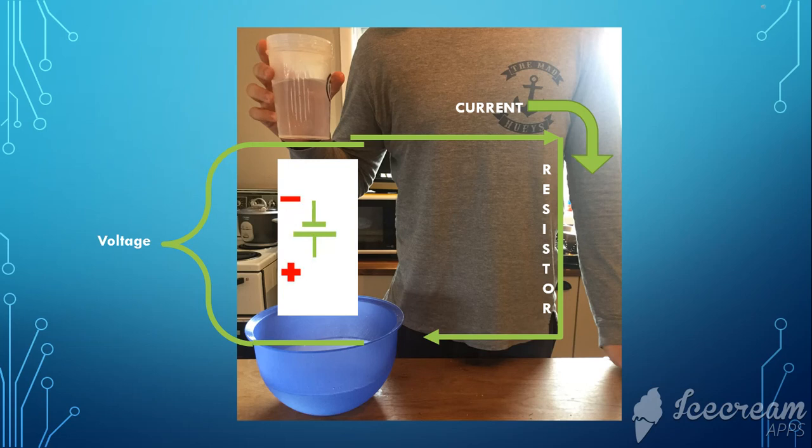On one side of the battery there is more potential energy than the other, which is equal to the voltage supplied by the battery.